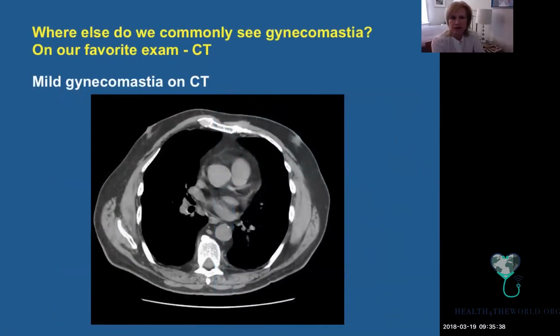Where else might we see gynecomastia? Well, on everybody's favorite exam, the CT. At least in practices around here, we do lots of CTs. And if you're observant, you'll begin to see gynecomastia, like in this patient. If it looks symmetric like this, you may mention it on your report, you may not, but nothing more really needs to be done. However, if it was very asymmetric and it looked like this, you might consider that there could be a cancer there, and so you might recommend correlation with mammography and or ultrasound.